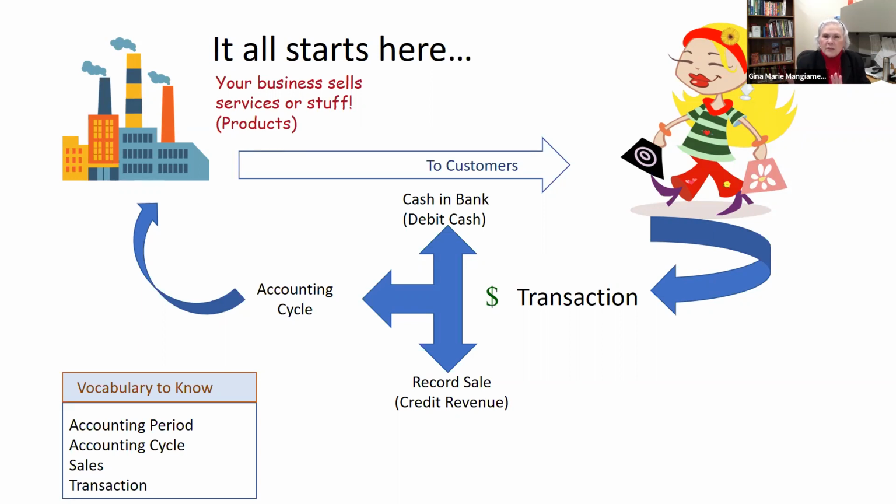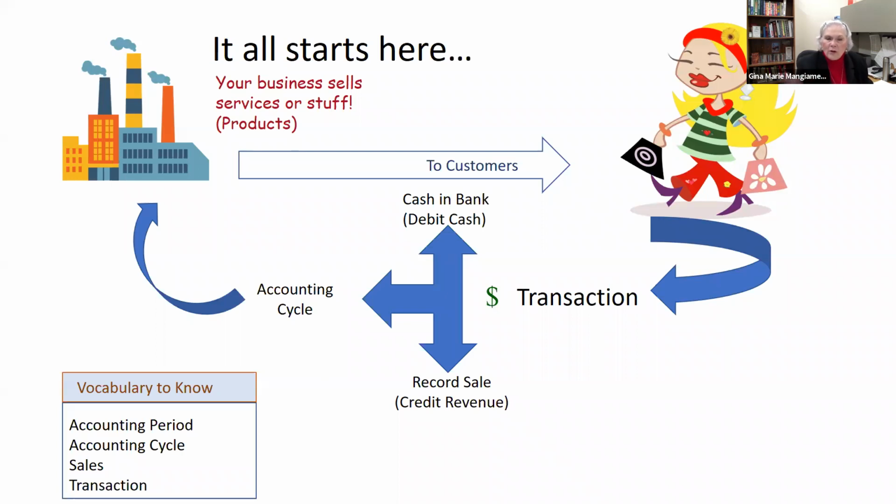We have to do something with that $10. Typically, we're not going to put it in our pocket. We're going to put it in the bank, which is debit to cash. We're going to physically put it in the bank, and we're going to record it, and we're going to record the sale. All right. And then that cycle continues.